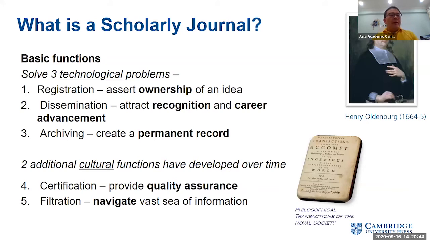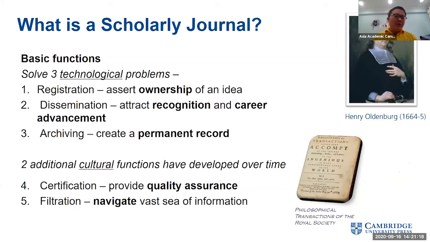Then the third function is archiving. You want to create a permanent record of the research you have written. The journal publishers are responsible for archiving. They will make sure that every single issue and every single article is archived digitally. Nowadays they do it digitally because it's cheaper. In the past it was print issues, and they had to find a way to archive them in big storage places, but nowadays that's not the case. It's just digital archives.